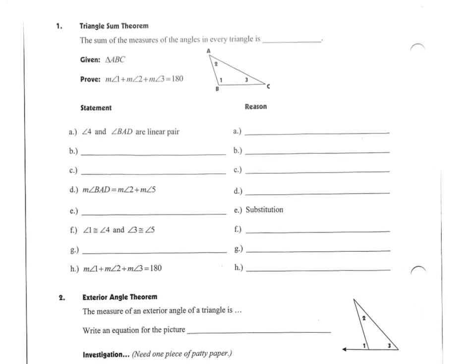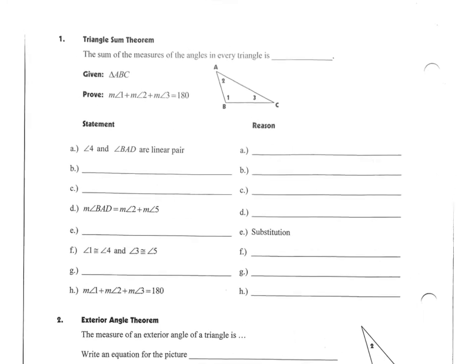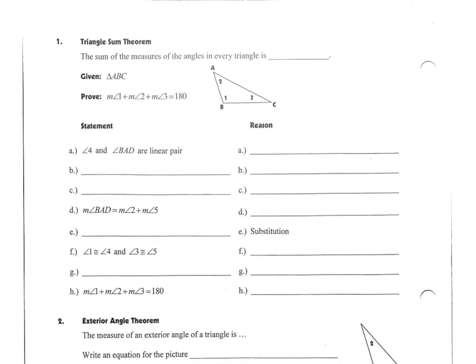And we're going to look at our first theorem here. And it is the triangle sum theorem. The sum of the measures of the angles in every triangle is 180 degrees. And so we want to be able to prove that.